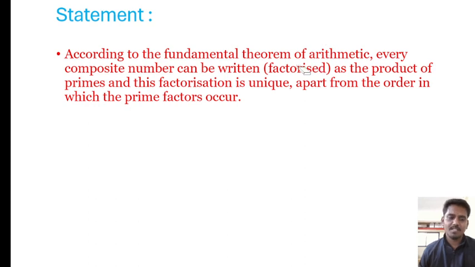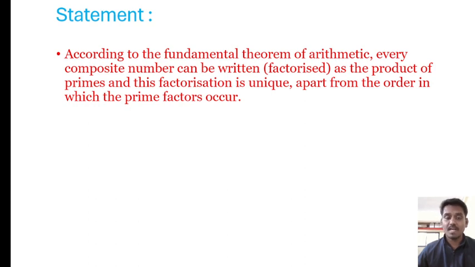arithmetic is every composite number can be expressed or factorized as a product of primes, and this factorization is unique apart from the order in which prime factor occurs. I will repeat it once again. Every composite number can be written or factorized as a product of primes, and this factorization is unique apart from the order in which prime factor occurs.